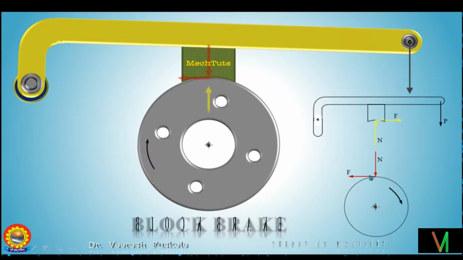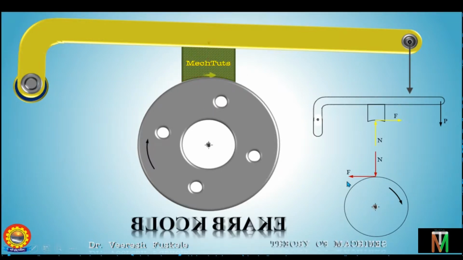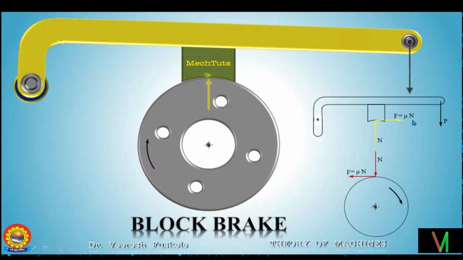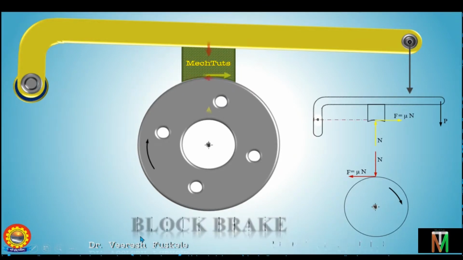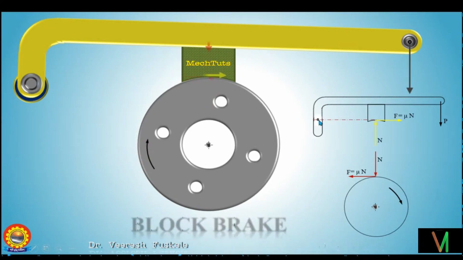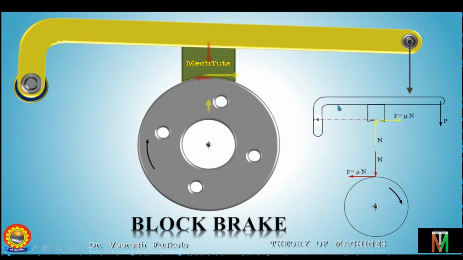As we know, according to Coulomb's friction, this force of friction will be equal to mu times N, that is, mu times the normal force. Now, this fulcrum point will not always pass through the point of contact of the drum and the block as shown here. In this position, it is passing through the point of contact of the drum and the block, but it may be placed differently. This lever can be pivoted at various different positions.